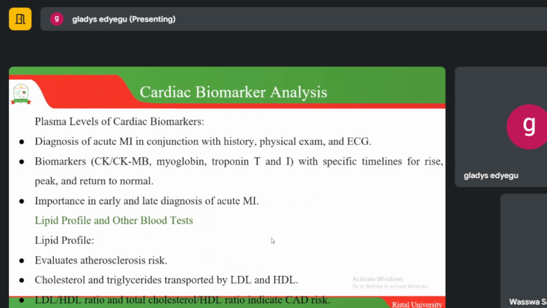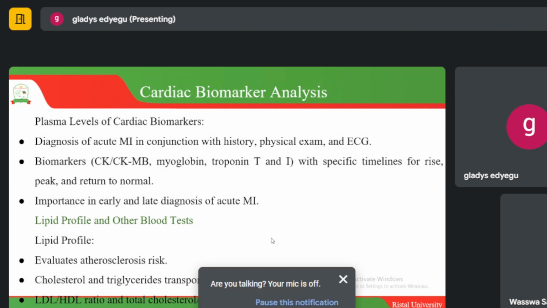So the importance is early and late diagnosis of acute MI. You have to know all this so that you can manage your client. The lipid profile and other blood tests, as I mentioned, are very important, especially the cholesterol levels. You have to know the cholesterol levels of your patient, the low and the high cholesterols. You have to know which one is normal and which one is not. If a patient has low cholesterol, what happens? If the patient has a high cholesterol, what happens?